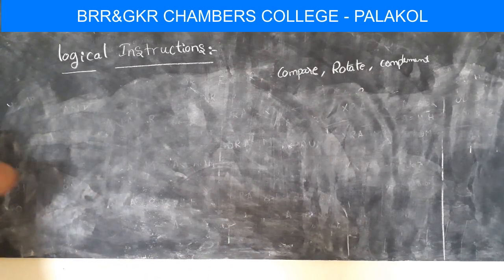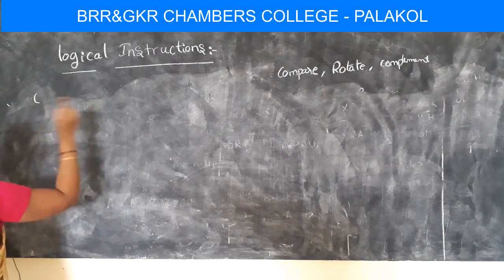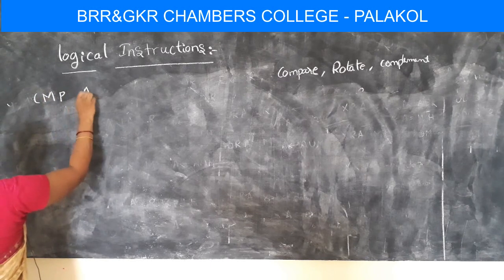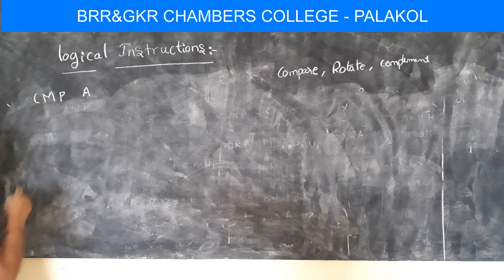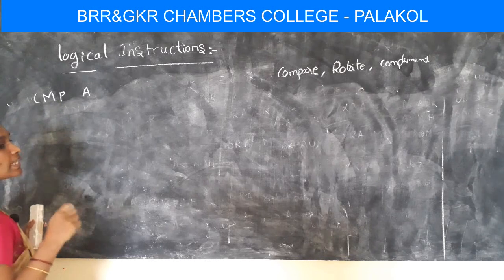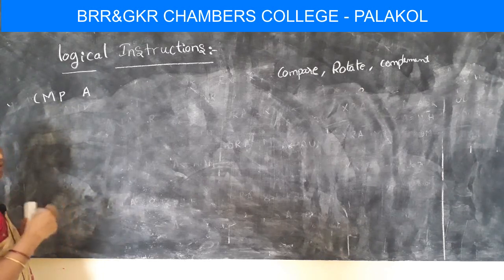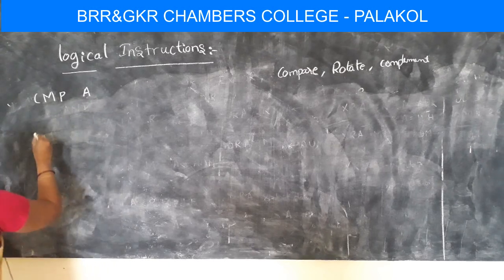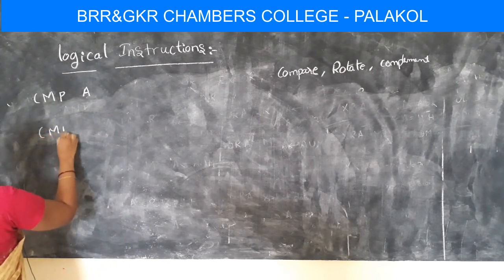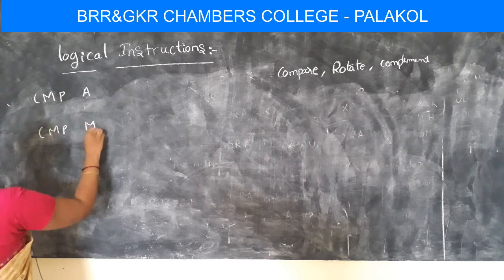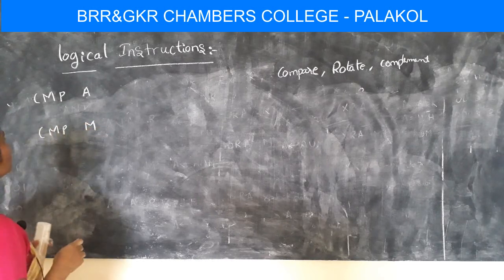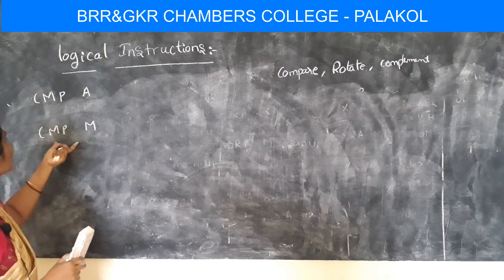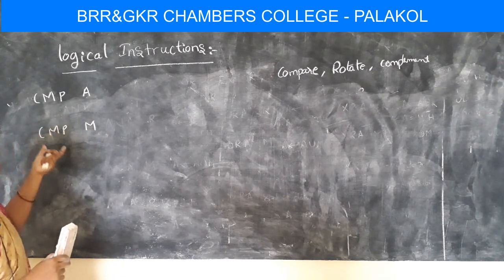Compare instructions. The compare instruction is CMP A. Compare is nothing but the subtraction operation. Compare A, and compare M. That means it will perform the subtraction operation. Comparison is nothing but performing the subtraction operation.